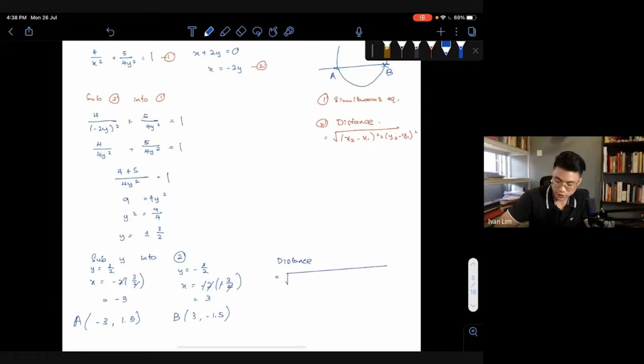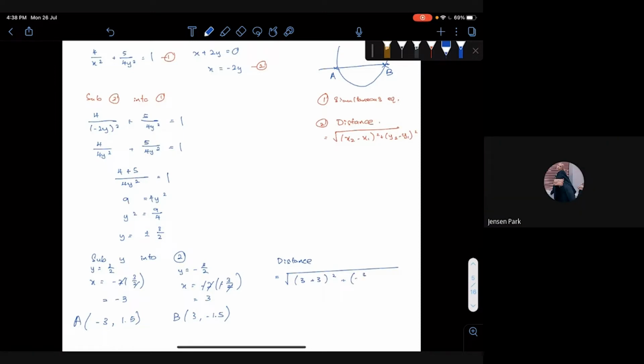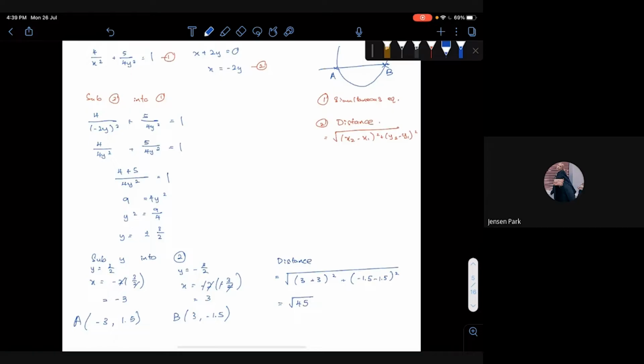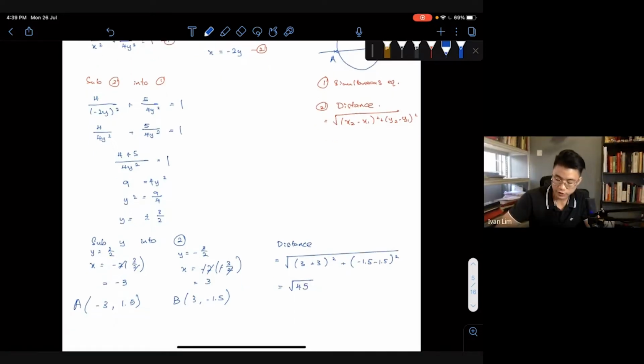x2 minus x1: 3 minus negative 3, squared, which is 3 plus 3 squared, plus negative 1.5 minus 1.5, squared. You end up with root 45, or 3 root 5. You can leave it as root 45, or I put 3 root 5. So this will be your final answer.